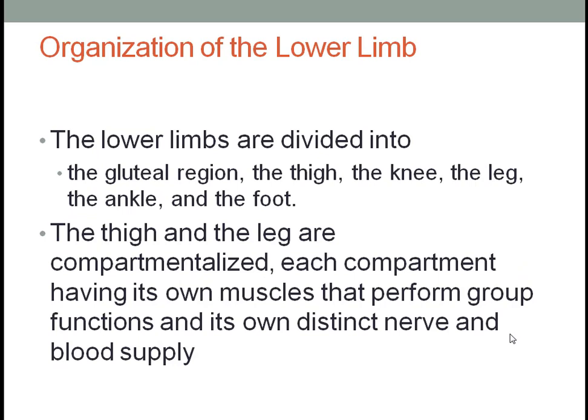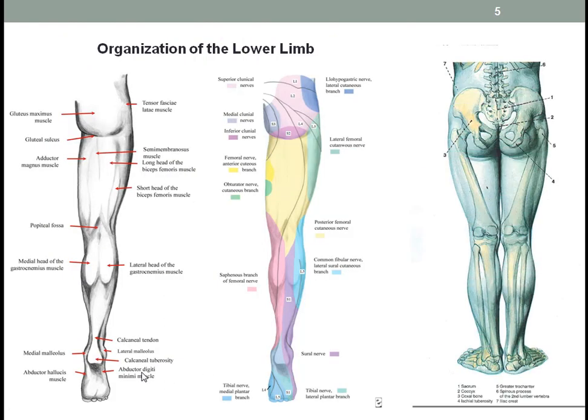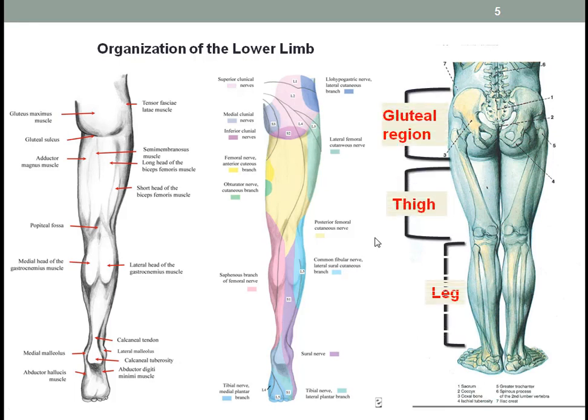Regarding the organization of the lower limb, it is divided into regions: the gluteal region, the thigh, the knee, the leg, the ankle, and the foot. These regions contain compartments, and each compartment has its own muscle, innervation, and blood supply. As you see in this diagram, this is the gluteal region, this is the thigh, this is the leg, and this is the foot.